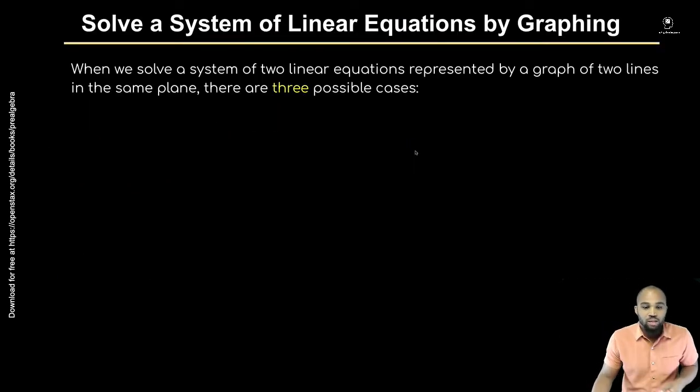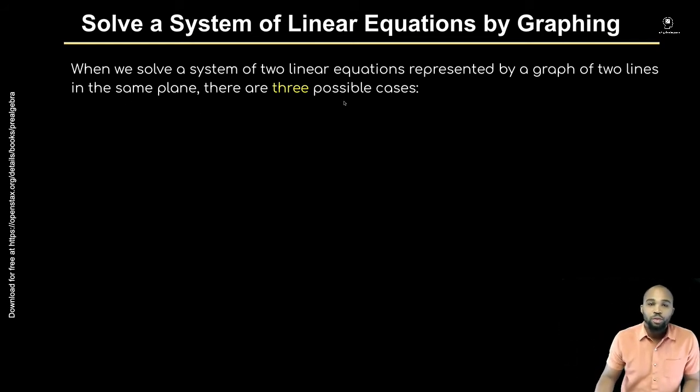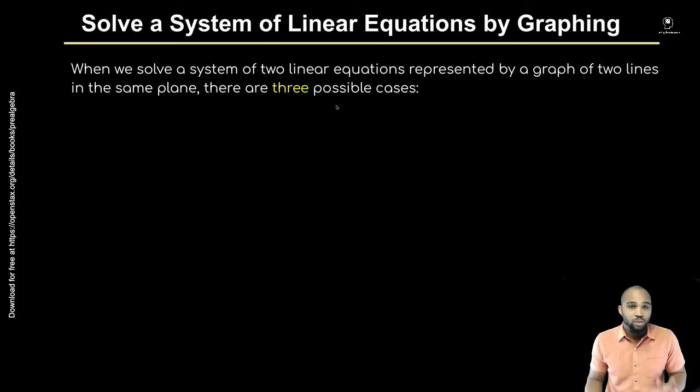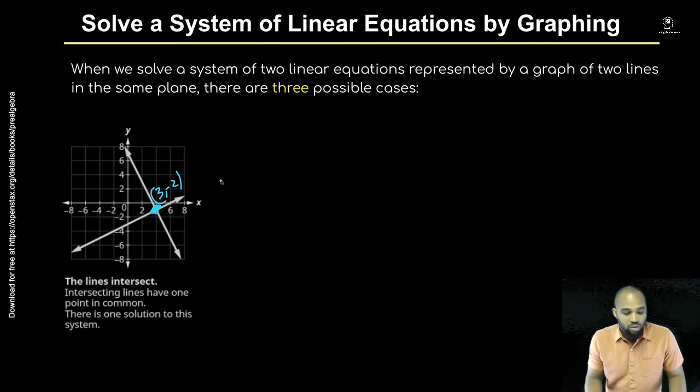All right, when we solve a system of linear equations represented by a graph with two lines in the same plane, there are three possible cases you can get, because I almost said there's one, you're only going to get 1 point, but there's three possible things you can get. You can get two lines crossing and forming one solution right here. In this case, the solution is what? 3, -2. That's our solution. That's the only point that they share where both the x and y values are going to be the exact same for that point.